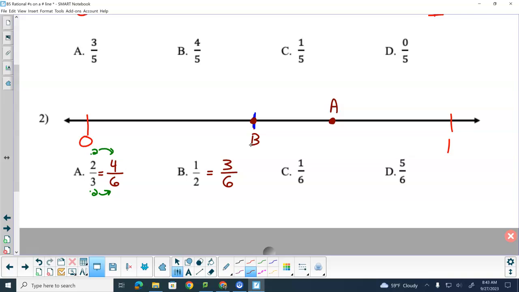1/6. How far left? Left? Near the 0? I'll go with that because it's only one of the 6 parts, right? 5/6.